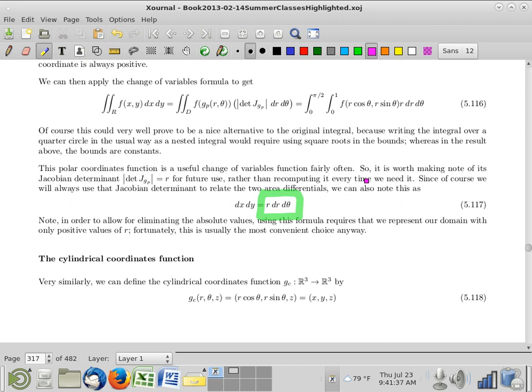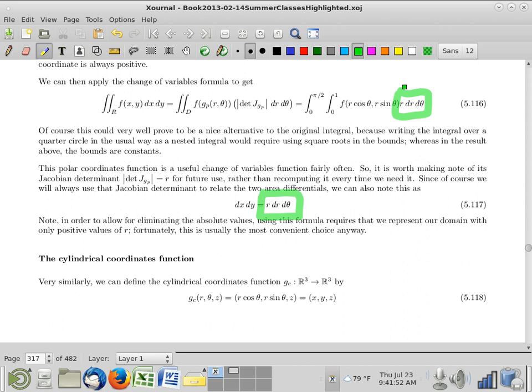Because it's never going to be alone. It's never going to be just dr d theta. It's always going to be r dr d theta. So if you decided you're going to do it in polar coordinates using this change of variables trick like we just saw, write down r dr d theta, and then you won't forget the r.